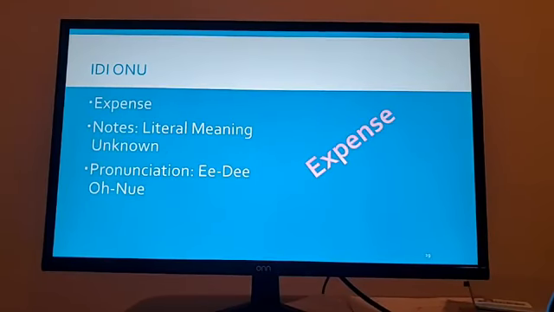Expense. I don't have the literal meaning of it, but to say an expense, since we're talking about banking, is Idi-onu, expense. Again, the I's in Igbo are E's to our English tongue. So again, Idi-onu, expense.